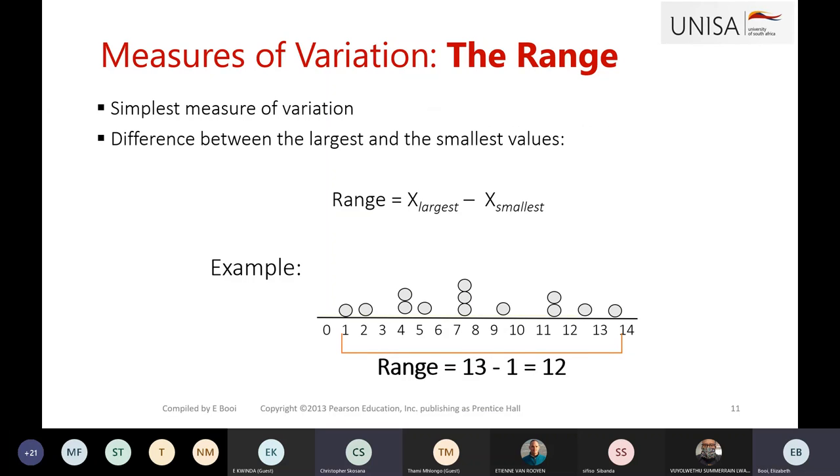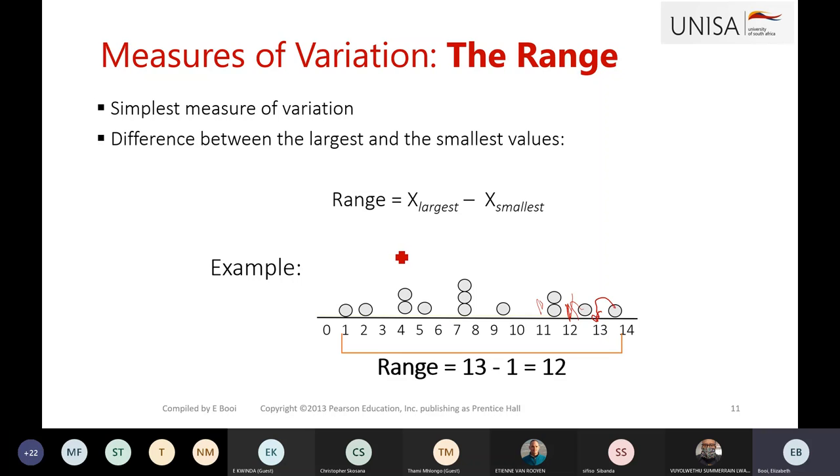Okay, the range: you order your data from lowest to highest. Your range is your highest value minus your lowest value. So if my highest value is 13, this data set of mine is huge a little bit. So this must have been there and 12 must be there. This must move there. I think I've stretched it a little bit.